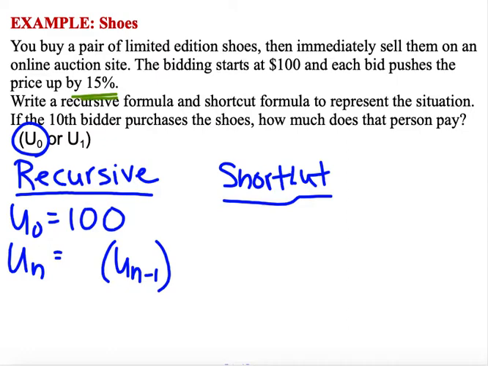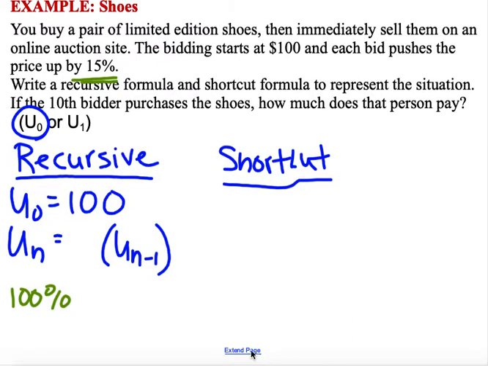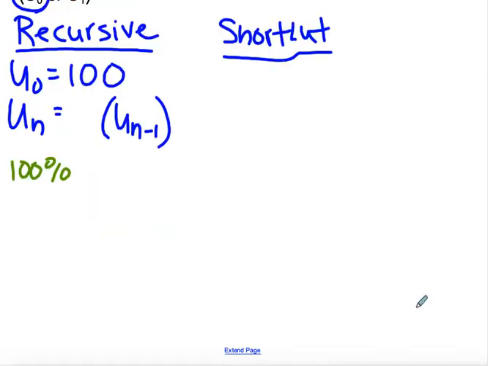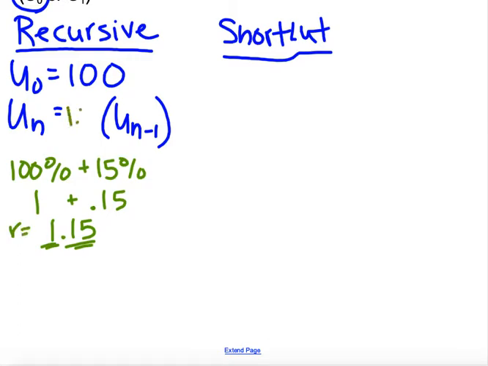Well, let's figure that out. If the price goes up by 15%, we know we have 100% of what the price really starts at. Got to get back to the beginning, and then it's going to go up by 15% of that. So 100% as a decimal is 1, 15% as a decimal is 0.15. So my ratio is 1.15. That 1 represents getting back to 100% where we started. That 0.15 shows the growth. So the ratio is 1.15. It'll go right there into your recursive formula.